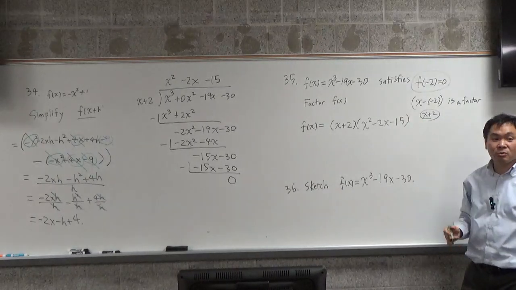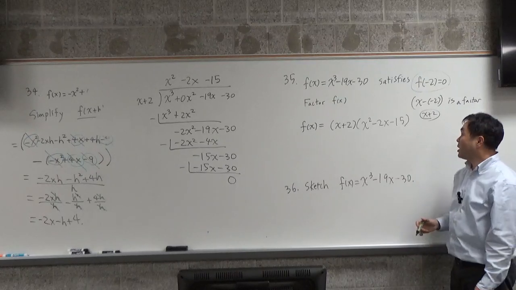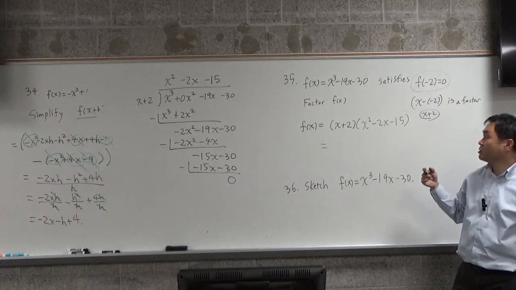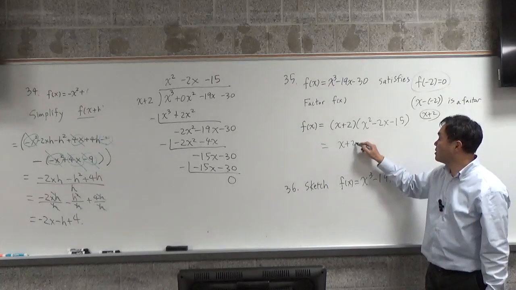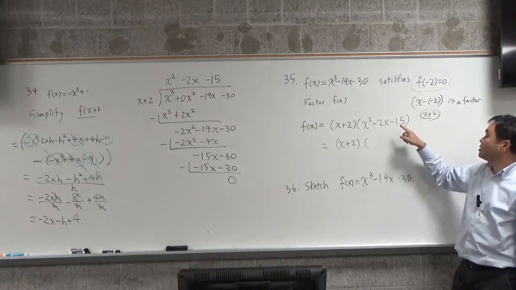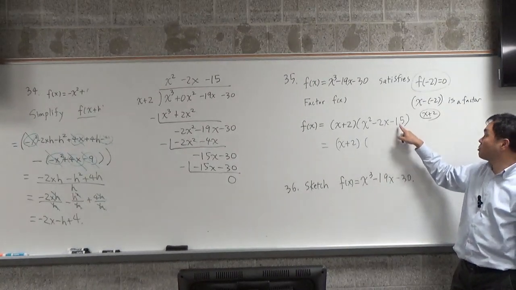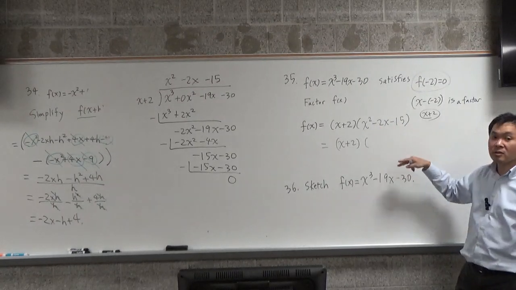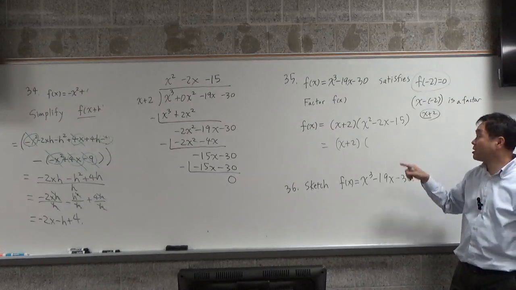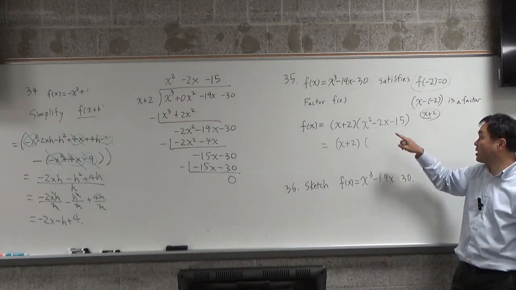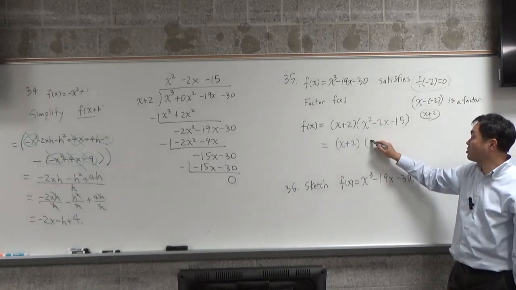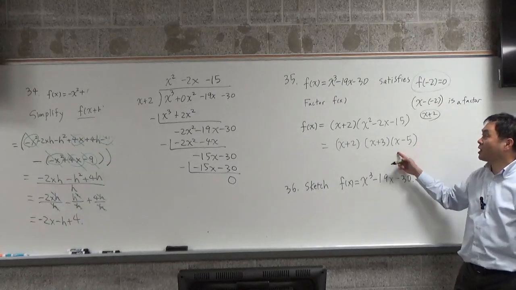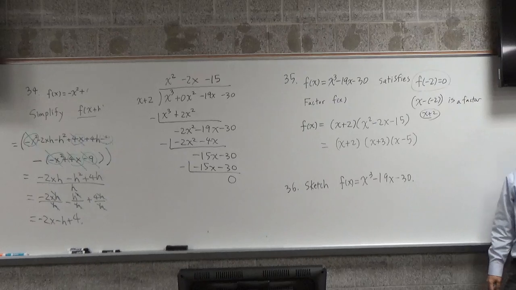Now we can't stop here. We have to go further and factor x squared minus 2x minus 15. What is that? You're looking for two numbers that multiply to negative 15 and add to negative 2. What are those two numbers? 3 and negative 5. 3 times negative 5 is negative 15. 3 plus negative 5 is negative 2. So you have x plus 3 and x minus 5. And that's the answer to 35. We've completely factored it.